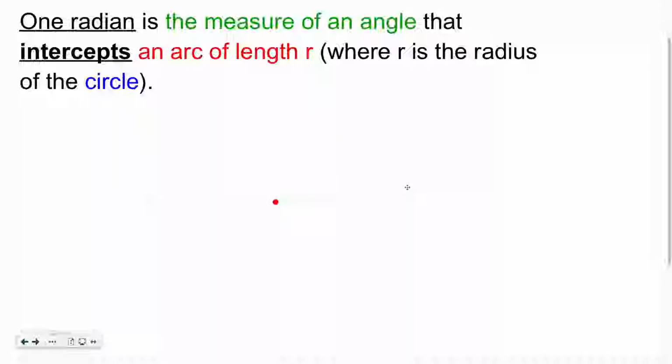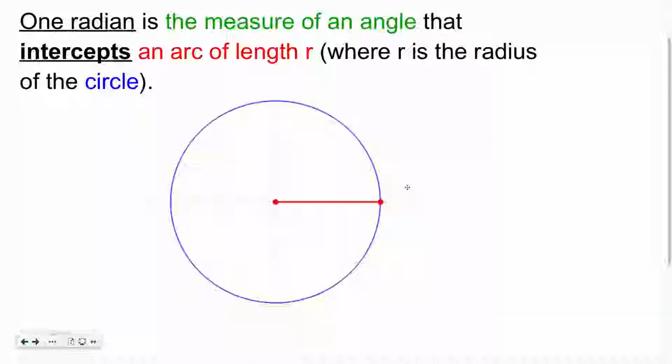So we're going to see that in this image. We're going to draw some radius, could be any size, and use it to draw the circle. Take the radius and fit it to the circle on the outside. So you've got to curve it. Whatever arc that intersects, that angle, that's 1 radian. And then you could keep doing that. Same arc is 1 radian.